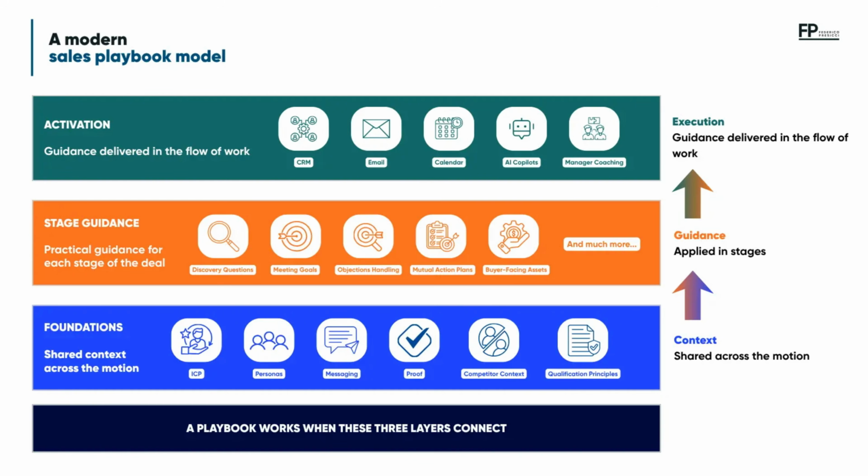So the modern playbook model I suggest has been so helpful for many commercial leaders and practitioners because it forces you to connect foundations, stage guidance, and activation. Practically, that means the guidance needs to show up near the work. If a rep is preparing for a discovery call, they should not need to search across the LMS, the CRM, Google Drive, Slack, or the content hub you have. The relevant guidance should be visible through the opportunity record, a meeting brief, a manager checklist, or an AI copilot if your team has one.